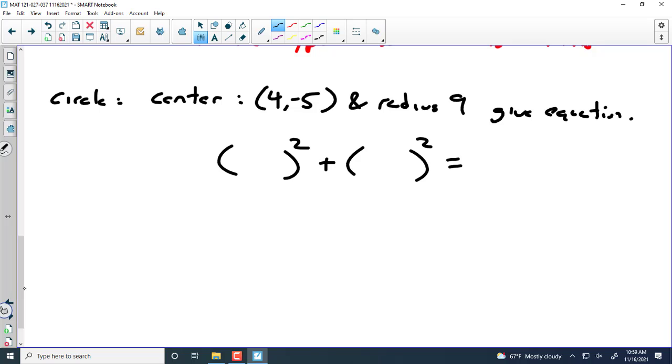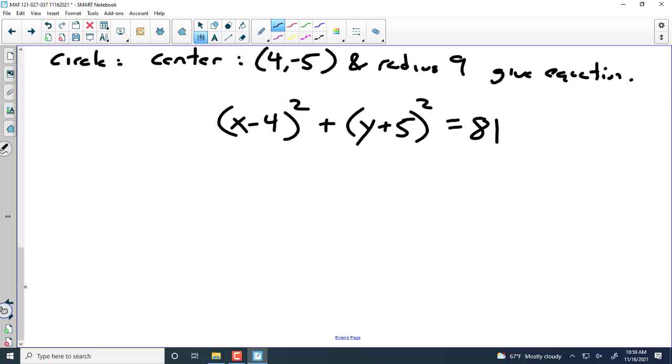What should I put in my first set of parentheses? x minus 4. Very good. What should I put in my second set of parentheses? y plus 5. And what goes on the other side of the equation? 81. Good. All right, everyone, does everyone see where that came from and either get it right or know why they got it wrong? Are we all right? In the back, everyone okay?